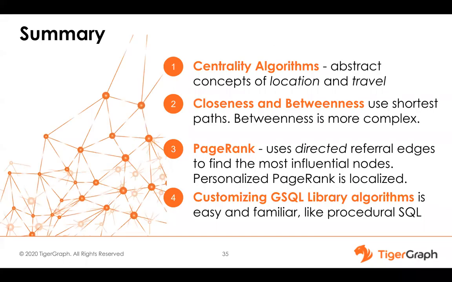But just to summarize, with centrality algorithms, you're really abstracting the concept of location and travel. So when we say centrality, if you can see some analogy where you're talking about traversal across the edges and you want to see which one is most central with respect to that travel, then look at centrality algorithms. We talked about closeness and betweenness, and they both leverage shortest paths. So shortest path becomes a subcomponent of them. PageRank uses directed referral edges to find the most influential nodes, and personalized PageRank gives you a localized result.